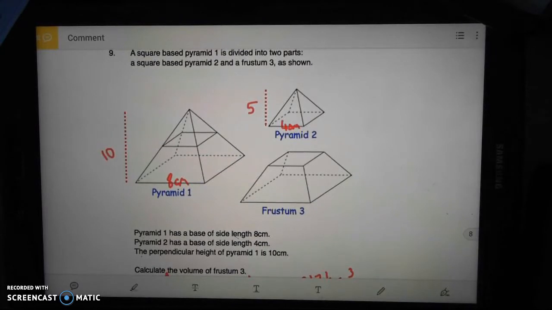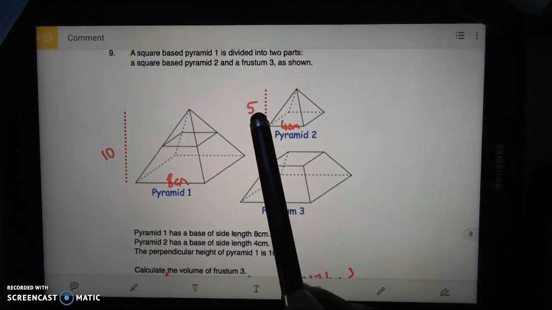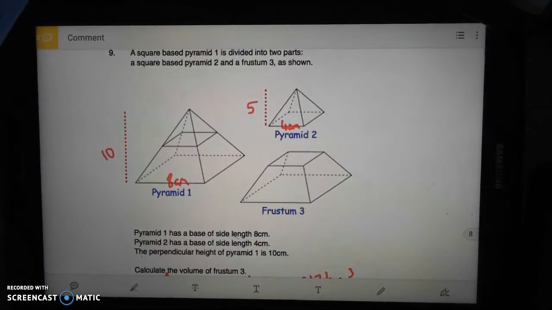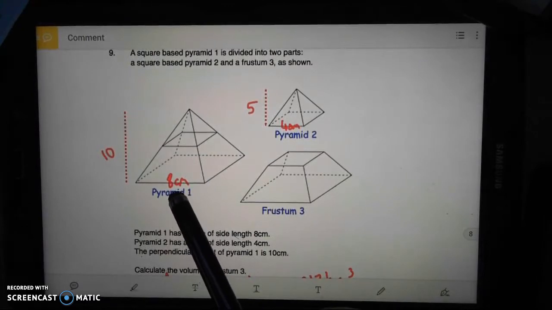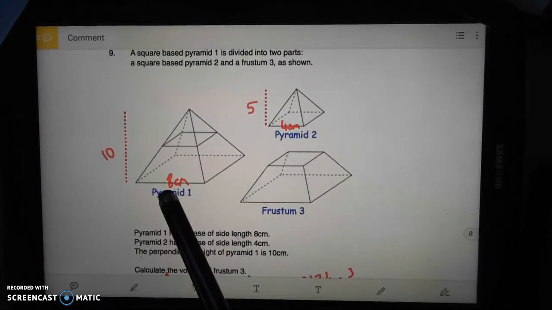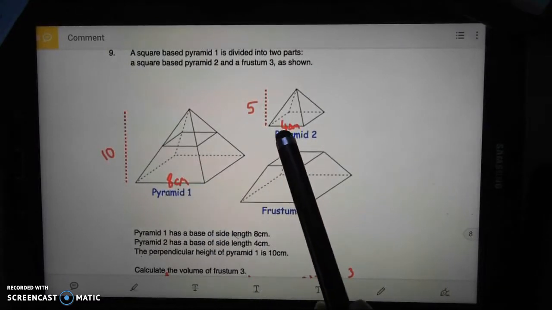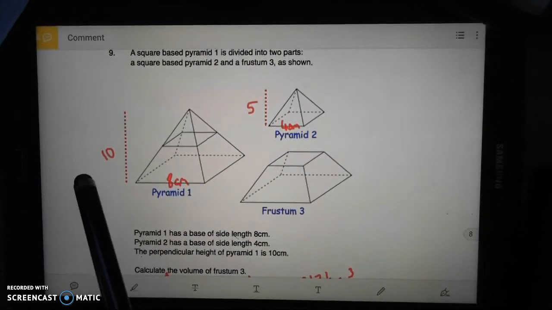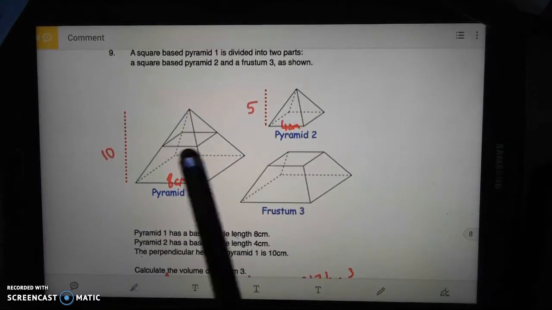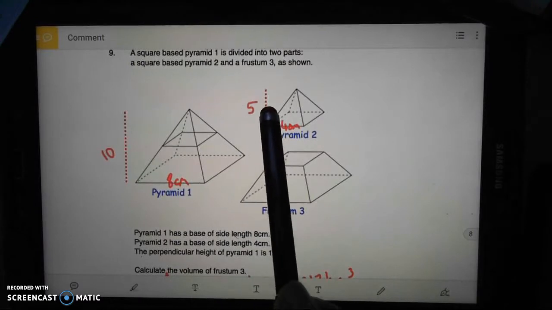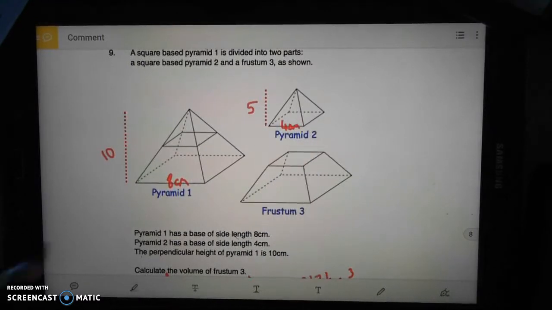Now what made it hard was that in this question they didn't tell us the perpendicular height of the small pyramid. But we can use the idea of proportion. If this length was 8 centimeters and this length was 4, all they've done is to go from here to here, they've halved it. So they've gone from 8 centimeters to 4 centimeters. So the height will go from 10 centimeters to 5 centimeters. So that's the first thing we need to work out, the vertical height of that pyramid.